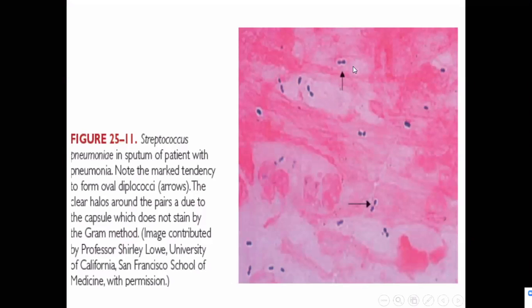This is a gram stain of pneumococci. You can see diplococci end to end, the microorganisms arranged end to end, and there is a halo around them. This is the capsule. You can see that. This is very characteristic. I would like you to know this shape and characteristic of a gram stain of Streptococcus pneumoniae.